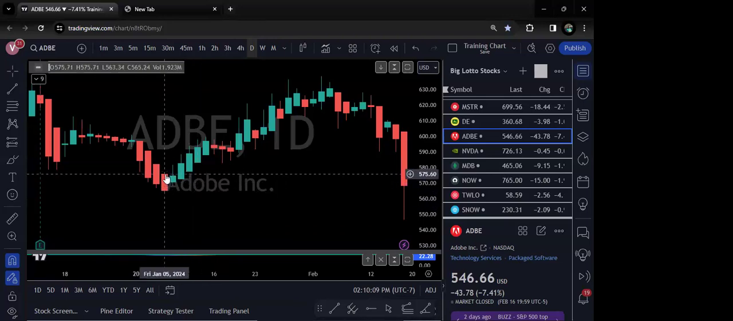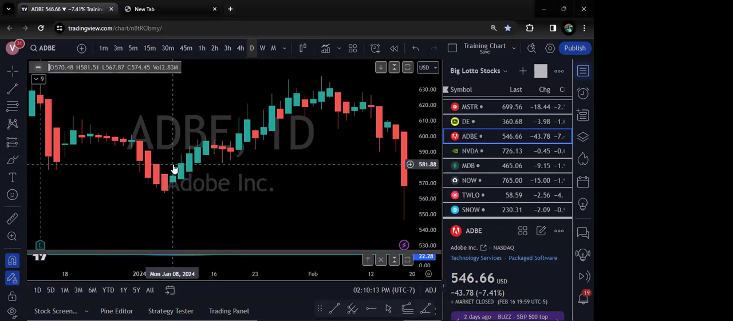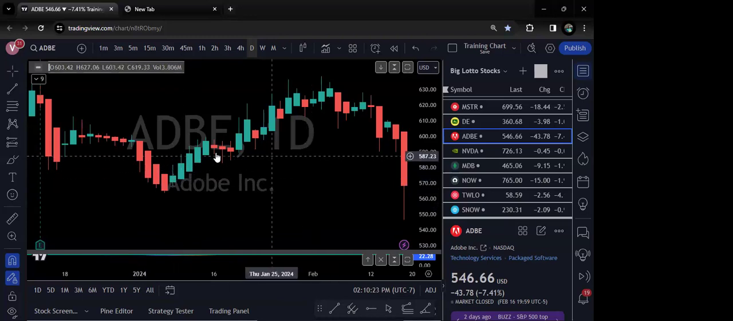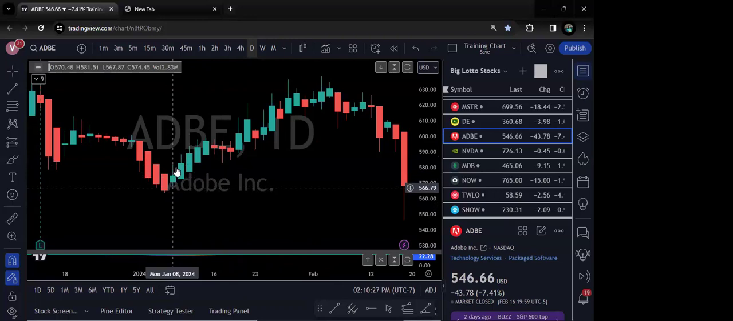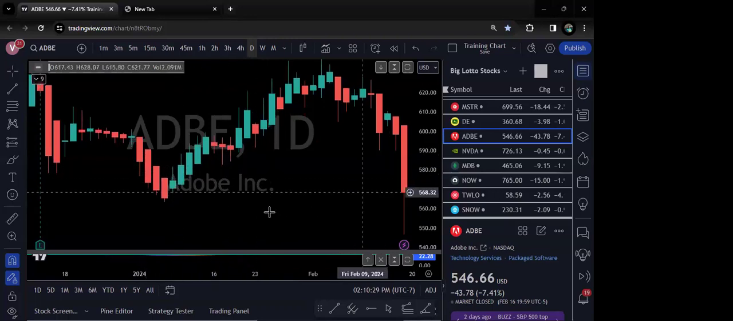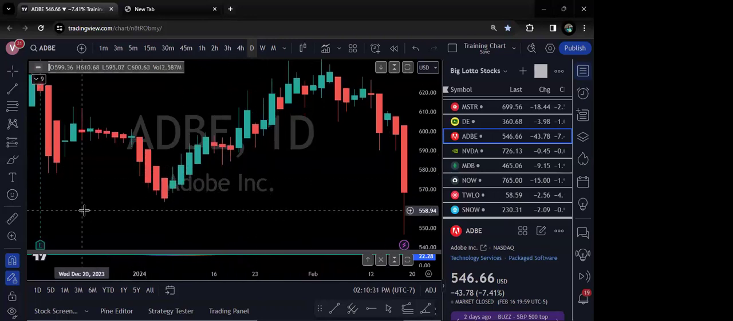This is the previous candle, the lower high candle. For us to have a change of character, this candle has to close above it. If it closes below it, it's not a strong change of character. It has to close above this. Now, this candle, where did it close? Above it? Are you sure?